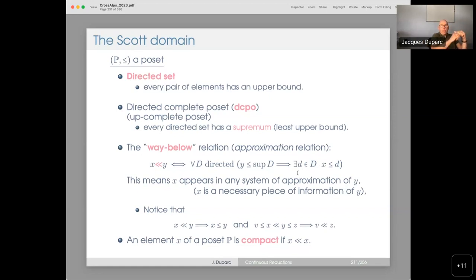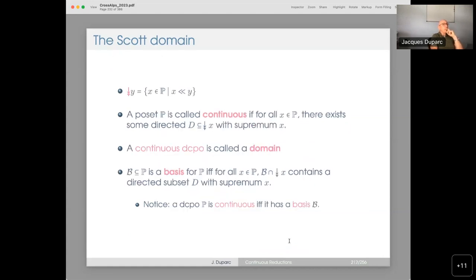You can show easily that, to the contrary, finite subsets of the integers are way below themselves. So the compact elements for the poset that we're interested in are exactly the finite subsets of the integers. I don't have too much time to explain this, but this stands for the set of all the elements that are way below y.